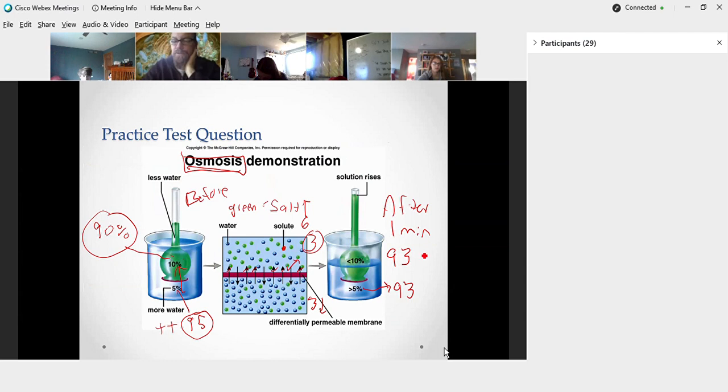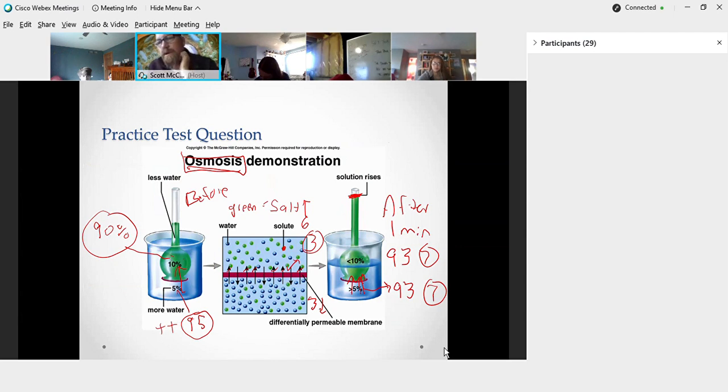Okay, and maybe this is 7 salt and this one's 7 salt. That 7 would be greater than 5, 7 would be less than 10. So that tells us that water moved in here. And it's evidence because you could see that it rose, you could see the level rise there. Okay, so the water moved in.